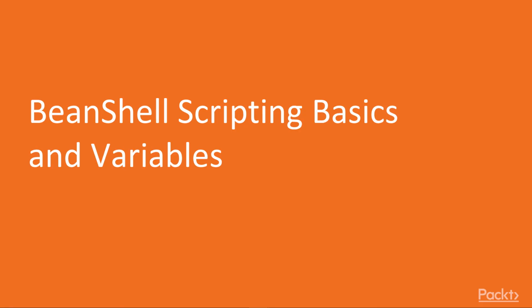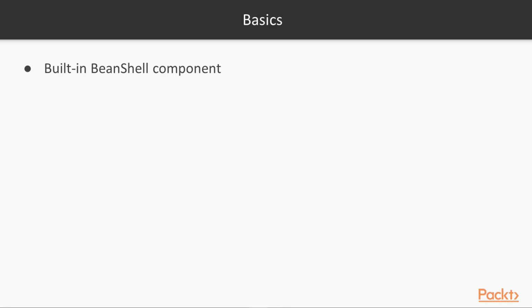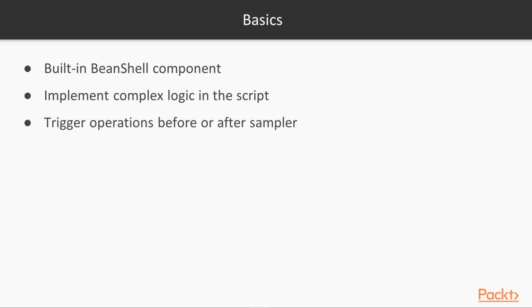Let's start with the very first video of this section, BeanShell scripting basics and variables, where we will learn to create BeanShell script with the help of variables. JMeter has built-in BeanShell components such as BeanShell timer, BeanShell listener, BeanShell assertions, sampler, and so on. It lets you build a script and implement complex logic with the help of which you can trigger an operation before or after executing sampler request.